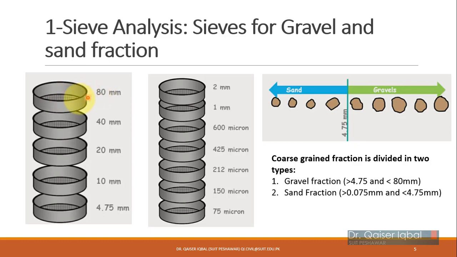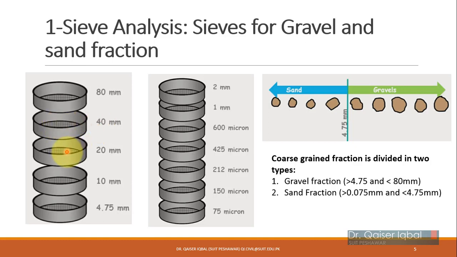So the opening will be slightly larger than 3 inches, so you can visualize how much it will be. It will be roughly on this from here up to here. Okay, so quite a larger size particle. And then you have sieve number 40, which is a 40 mm sieve, which has an opening size of 40 millimeter.